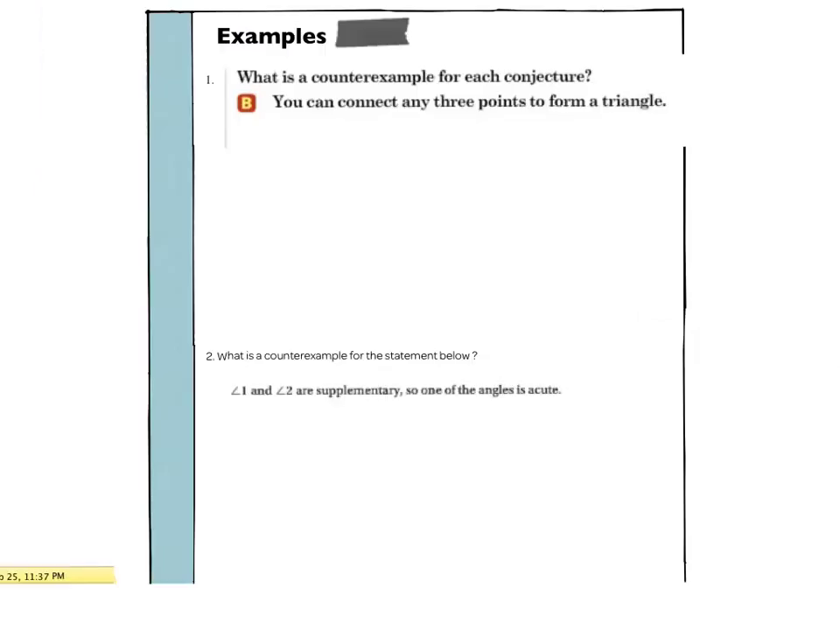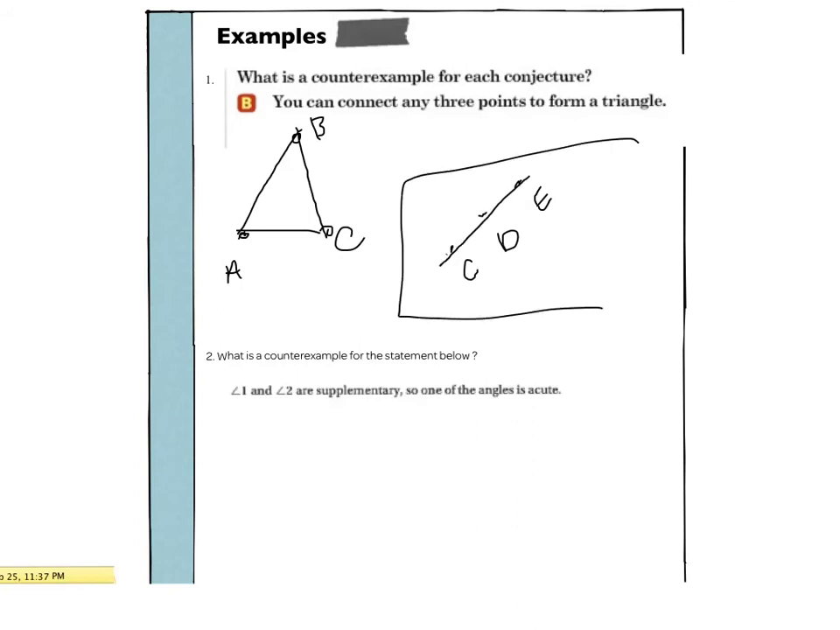Our first example says, what is a counterexample for each conjecture? You can connect any 3 points to form a triangle. There are clearly 3 points that connect to make a triangle, but what about these 3 points? If we make C, D, and E 3 points on the same line, then no matter what I do, I cannot connect these to make a triangle. This is not a triangle, so this is my counterexample.